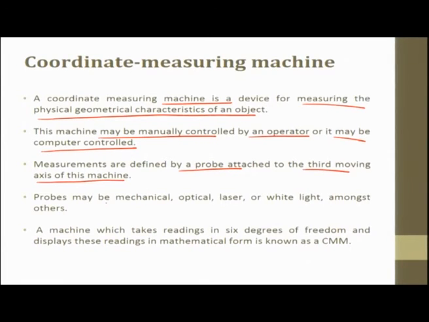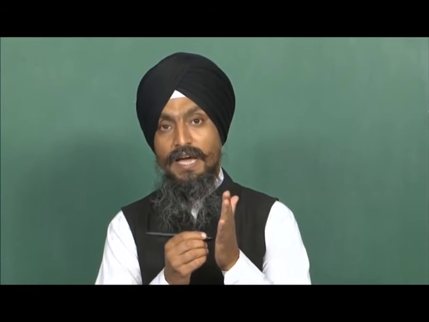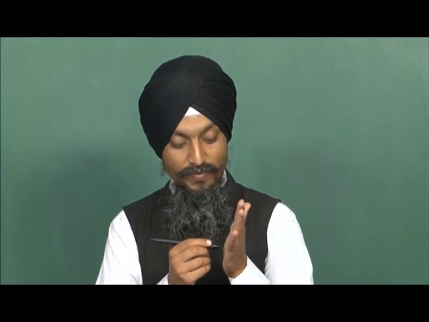Probes may be mechanical, optical, laser, white light and many such. Mechanical is touch, optical is light, laser, white light, all those things. The probe we have in our machine is the mechanical probe. It will physically touch the component that we are trying to measure. It will touch and produce a beep sound, and an indicator will also blink. Whenever it touches here, this probe will be used.